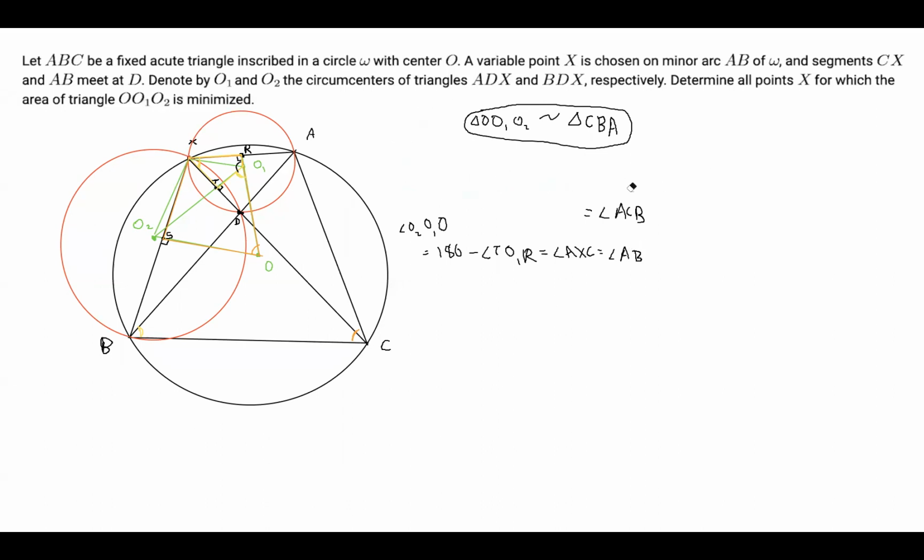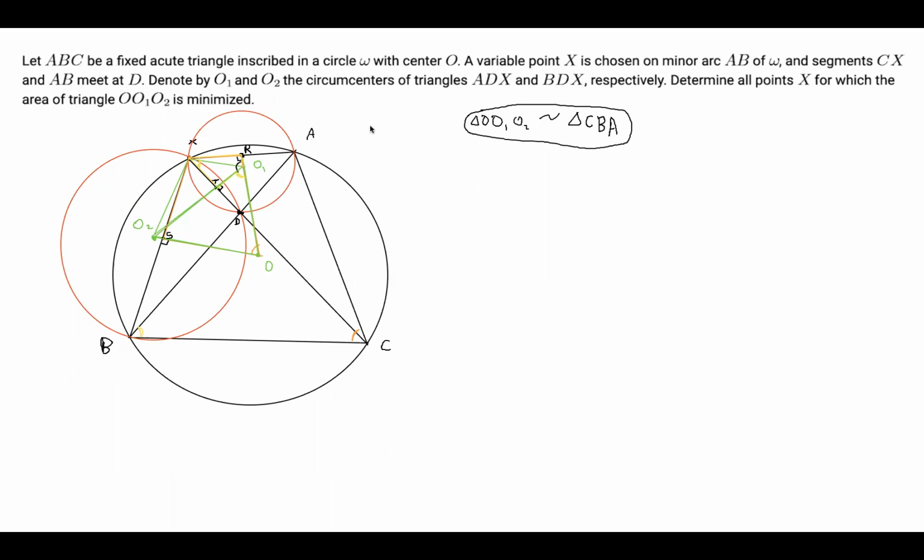Triangle O0102 is similar to triangle CBA. Okay, and since, let's stop for a moment and look at what we want. We want to minimize the area of O0102. I will relabel this in green. We want to minimize this area, right? And how do we minimize this area?